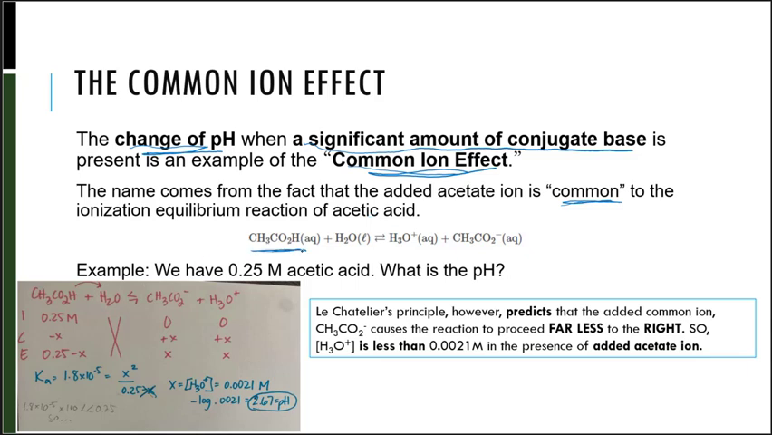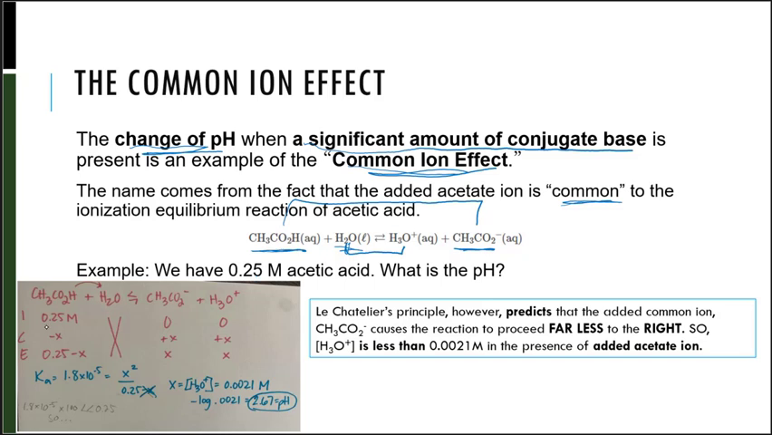Let's look at this example. Let's say I have acetic acid in a water solution. We know that acetic acid's conjugate pair on the right is going to be the acetate ion, and water's conjugate pair is our hydronium ion. Let's say that we have 0.25 molar acetic acid. What is the pH?